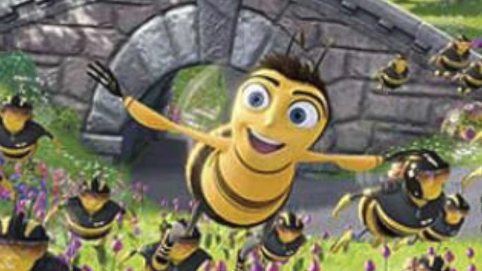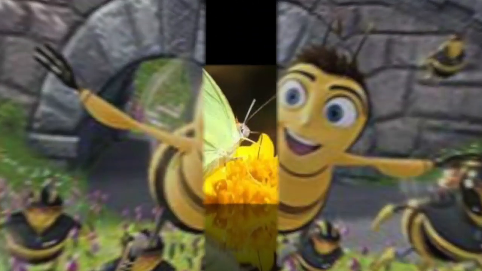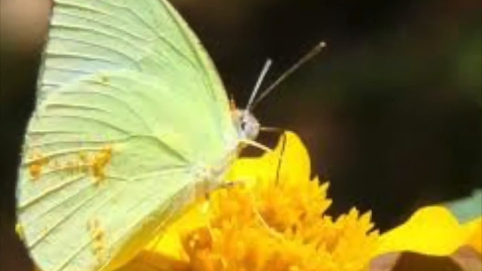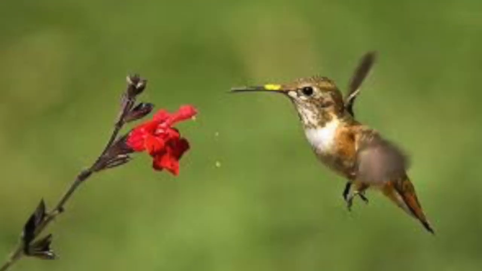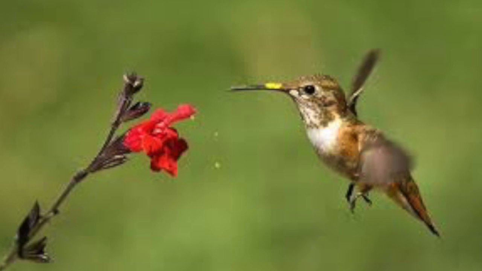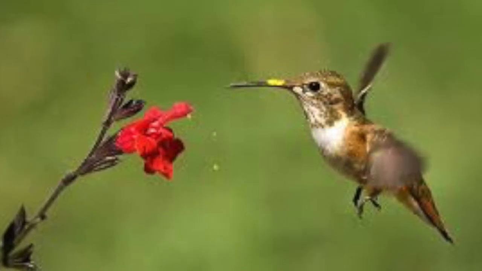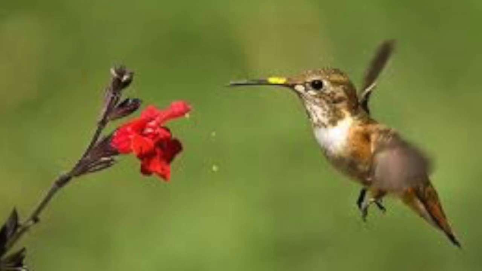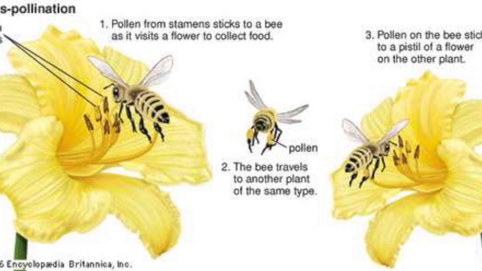So we don't always have to have bees transferring pollen. We also have hummingbirds that do this. We also have butterflies that do this when they're seeking food or anything in general. And once this pollen sticks to their bodies, and they fly from flower to flower, they transfer it and allow it to be able to fertilize.